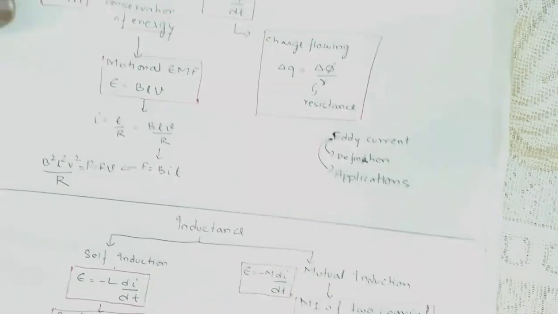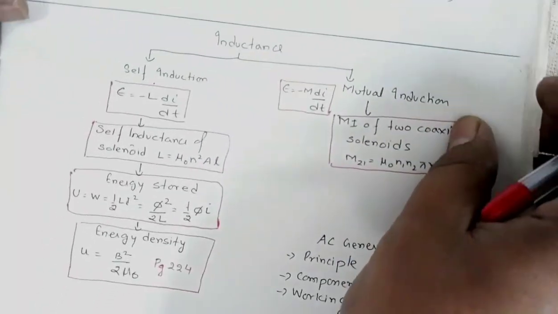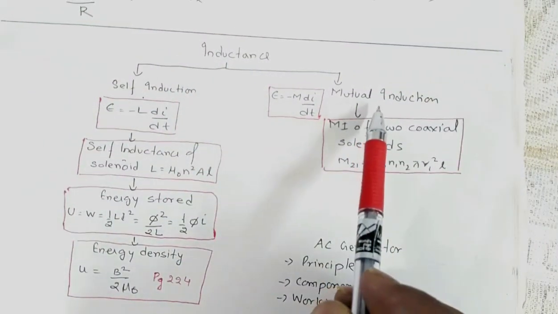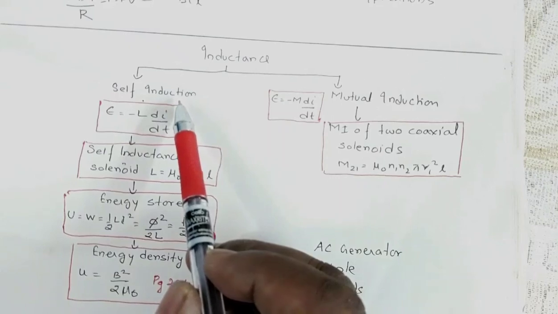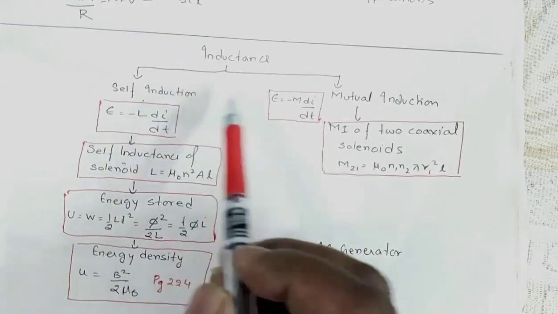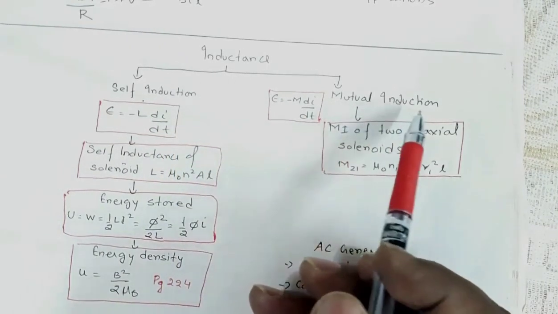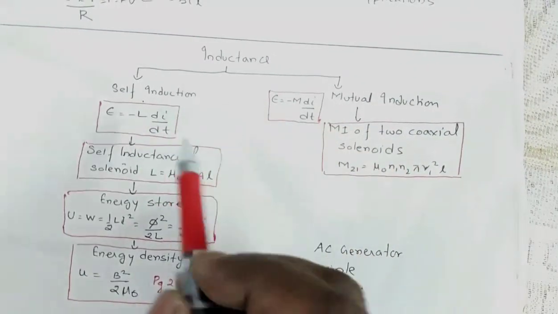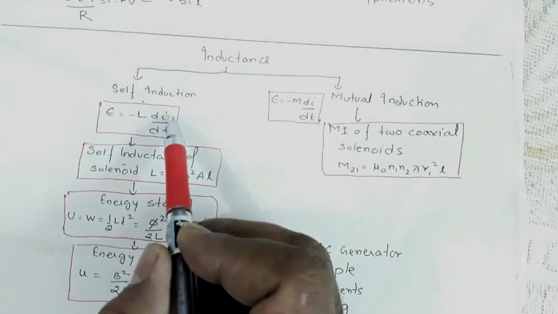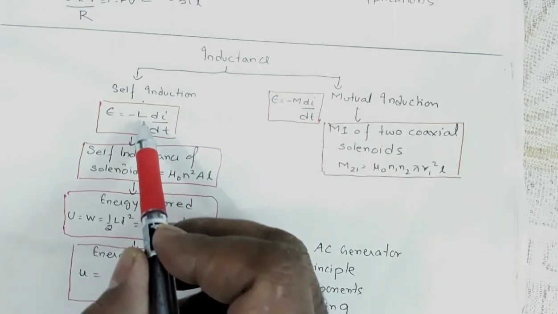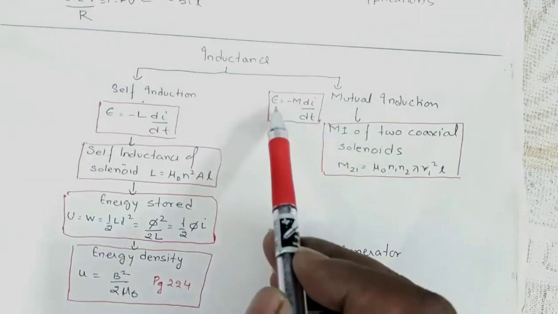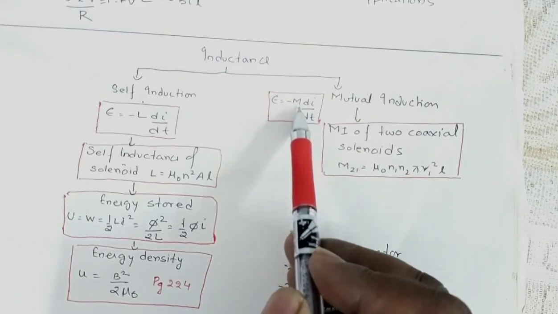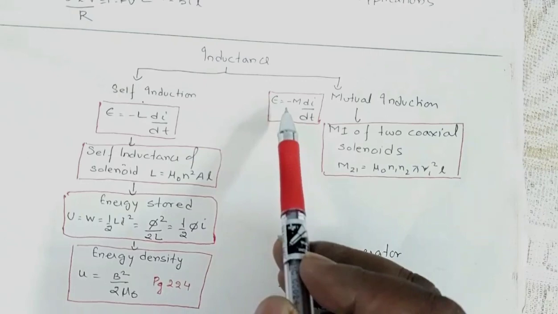Then comes the topic inductance. It is of two types, self-induction and mutual induction. The quantity which measures the self-induction is self-inductance. The quantity which measures the mutual induction is called mutual inductance. The expressions are quite identical. E is equal to minus L di by dt, where L is the self-inductance. For mutual inductance you have E is equal to minus M di by dt, where M is the mutual inductance. Here E is the induced EMF.